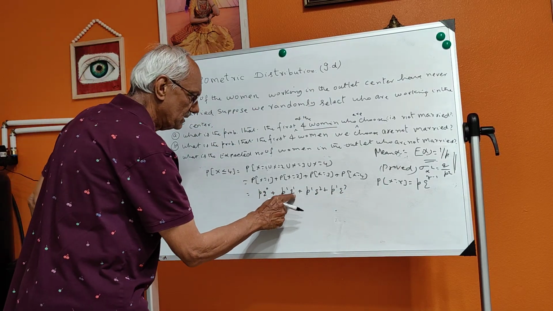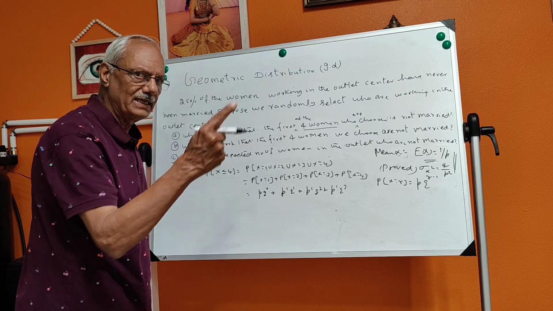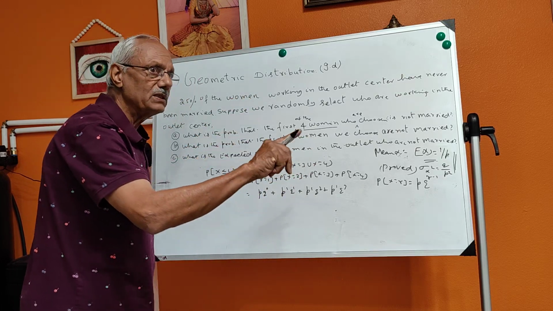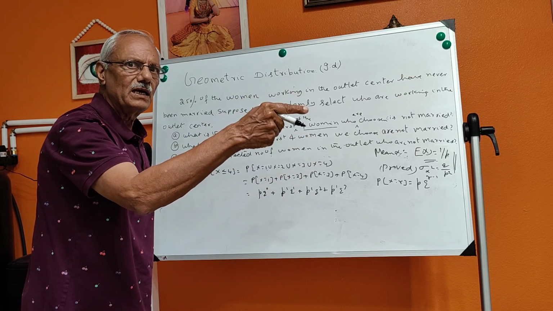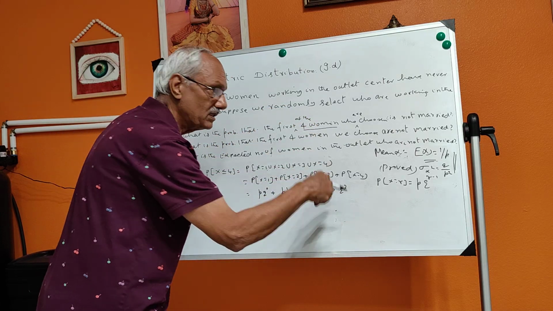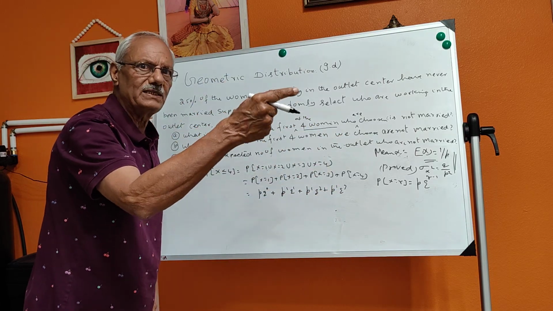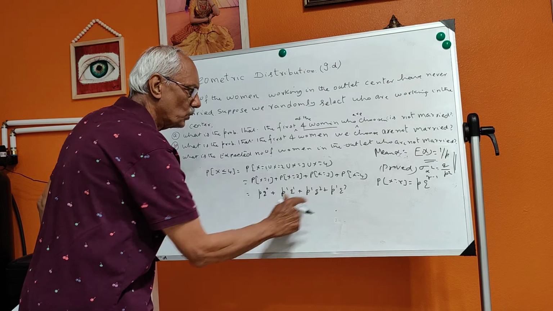That means this is a success. The next one is, because one failure, then the next comes. Here 2 failures, then the third person is an unmarried woman. And here 3 are married and the fourth person is unmarried. Okay, so this is what we get.